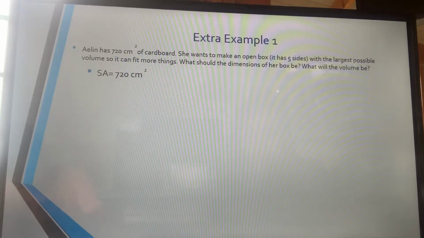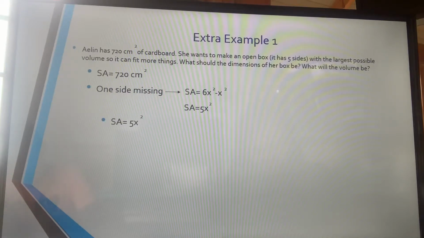First, determine the surface area, which is 720 centimeters squared. Since there will be one side missing, we can put this into the formula. So surface area equals 6x squared minus x squared, which is the area of one side. Simplify this into surface area equals 5x squared. Now that we have the formula, put the surface area in and solve for x using inverse operations.